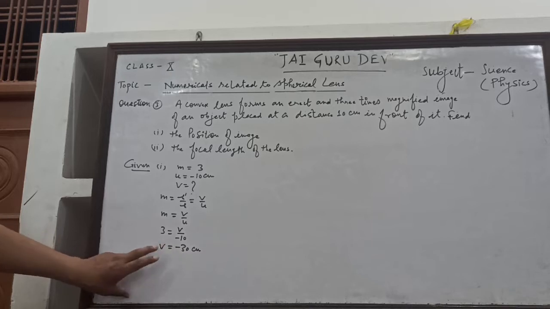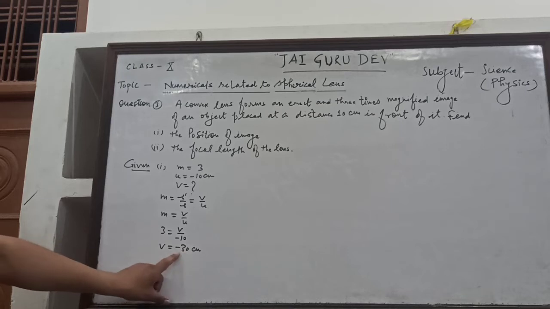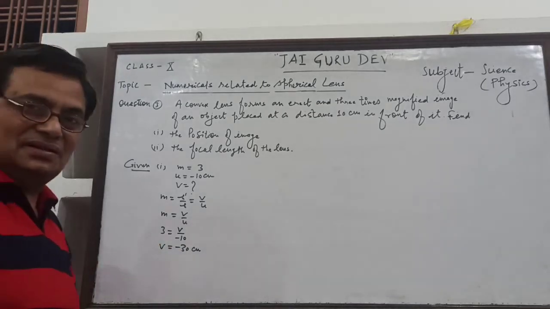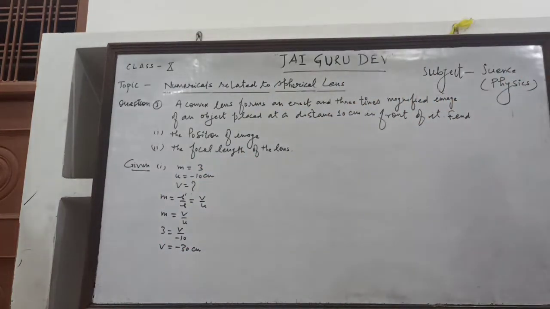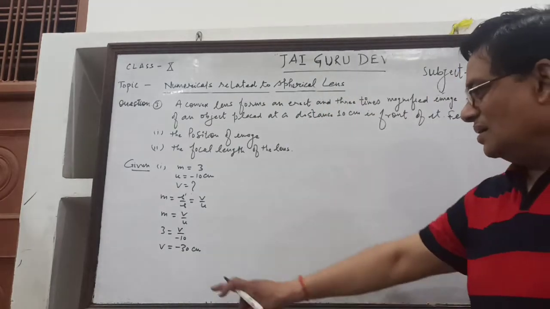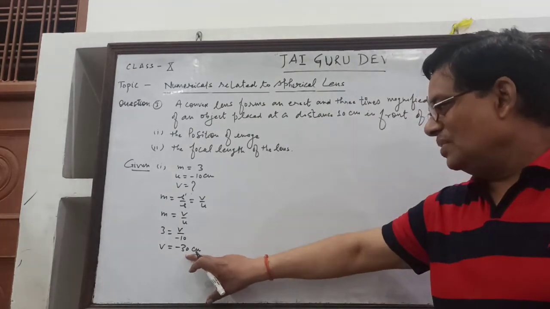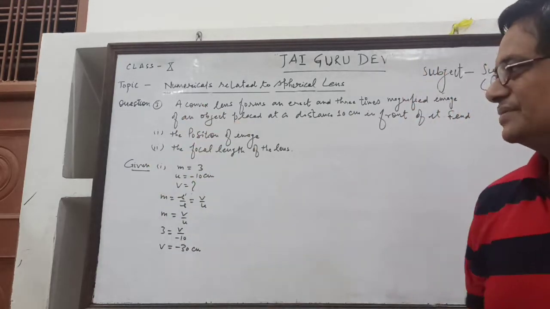You will write that image is formed at the distance of 30 centimeter in front of the lens. Minus sign indicates that image is formed in front of the lens. So you will write in words also. The image is formed at the distance of 30 centimeter in front of the lens.